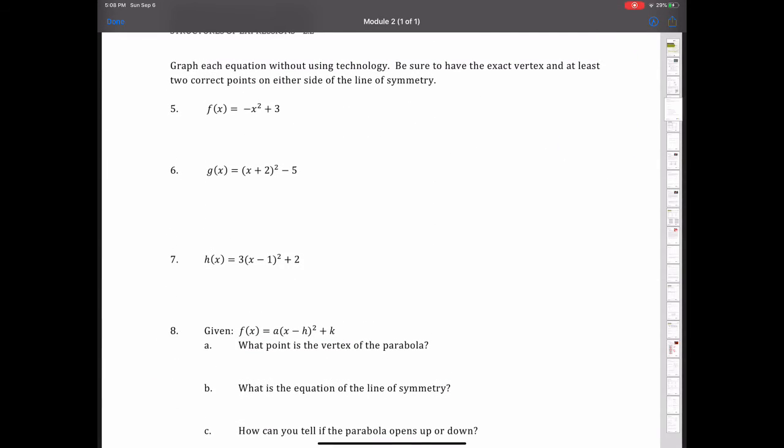Okay, now that you're done with those, you will have the opportunity to graph each of these three equations, 5, 6, and 7, without using any of your technology. You can use a calculator if you need to, but really at this point we should have the pattern of what these things do: what the negative does, what this plus 3 in the K position does, what the plus 2 in the H position does. So go ahead and graph those three, and then we'll move on.